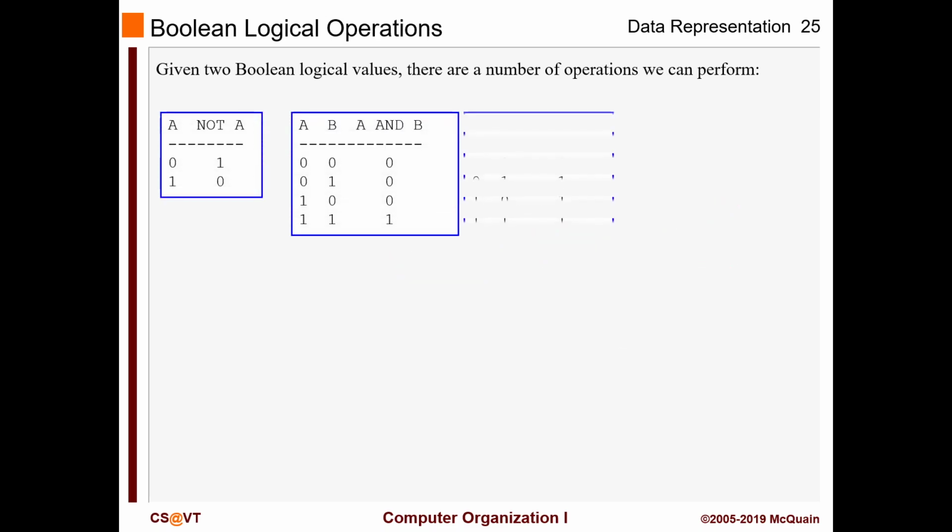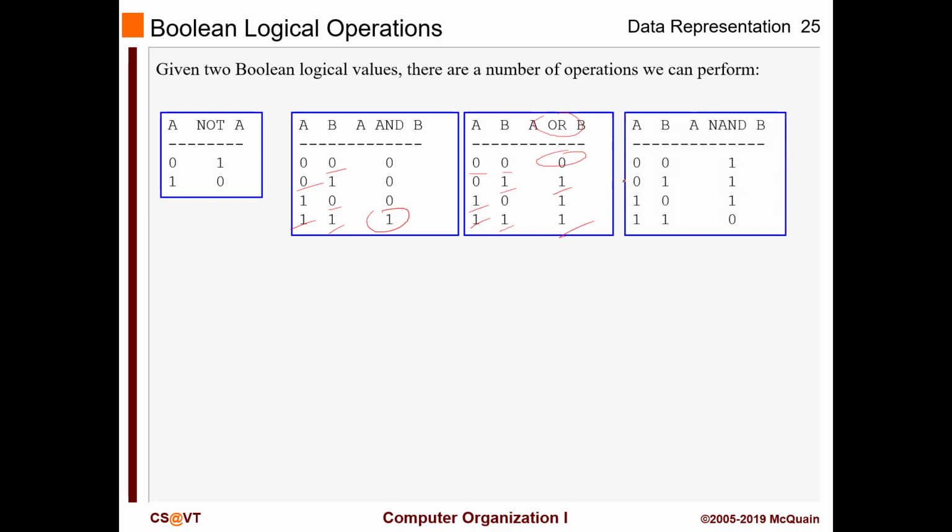So these are the basic Boolean logic operations. If you do a AND b, you are going to get 0 every time there's a 0, and only 1 when there are two 1s. If you do OR, you are going to get 1 every time there's a 1 on either side. If both of them are 0, you're going to get a 0. There's also NAND, which is basically the opposite of AND.